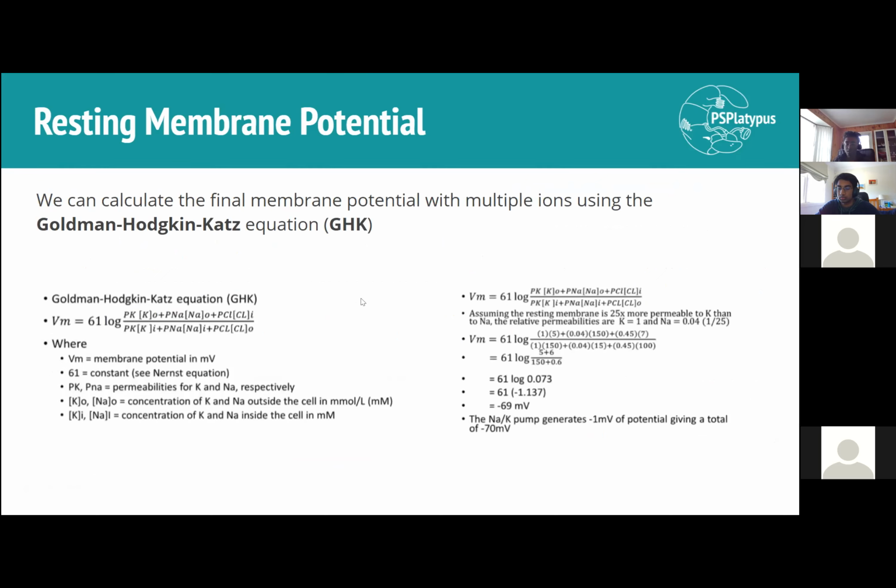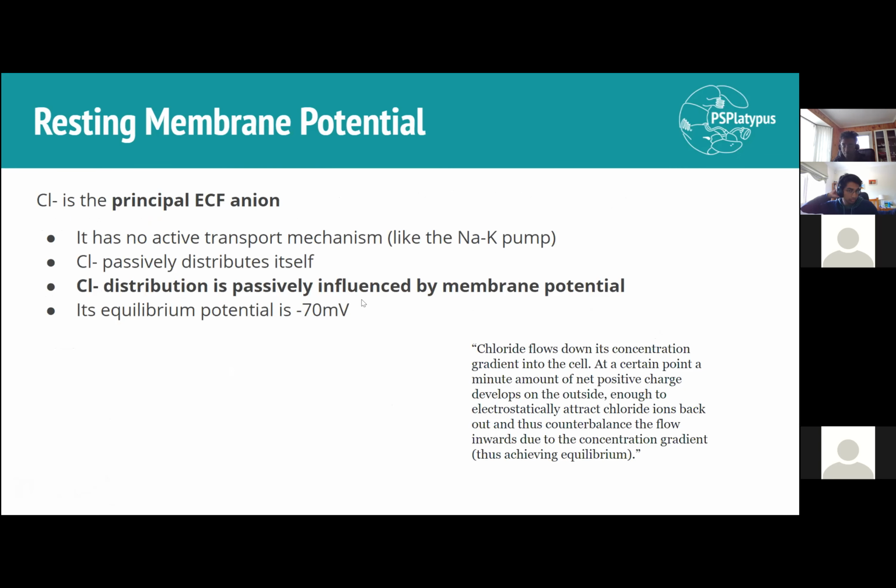So this equation is the same story: you just plug in the numbers and you get the final resting membrane potential for the particular concentrations that exist. Once you plug it in, you get -69 millivolts, and then the sodium potassium pump generates -1, which gives a total of -70 millivolts, and that's going to be our resting membrane potential.